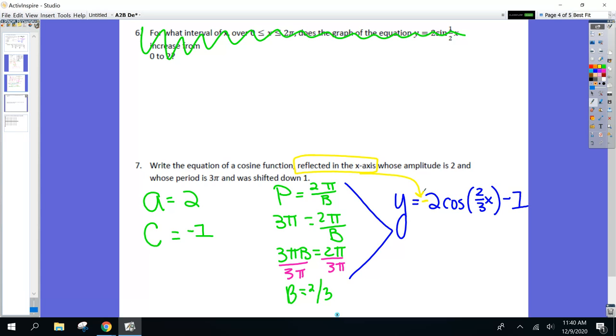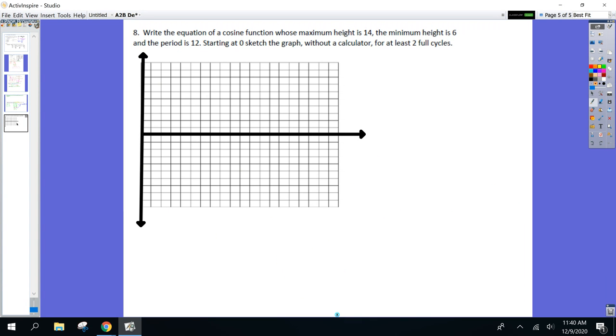All right, one more. Not only come up with the equation, but we're going to graph it. So you guys can read, it's going to be a cosine curve. Max of 14, minimum of 6. Period is 12. Let's do the equation first.